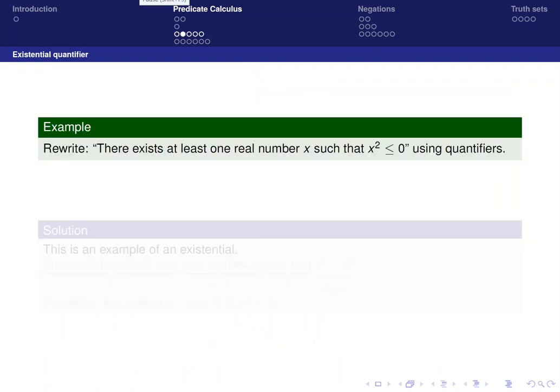Let's think about how we can rewrite something like this: there exists at least one real number x such that x squared is less than or equal to 0. First of all, when I start reading the sentence, I hear the words "there exists." These two words remind me that there's an existential, so there's going to be a backwards looking E to represent that. Next, I'm hearing the words "one real number."